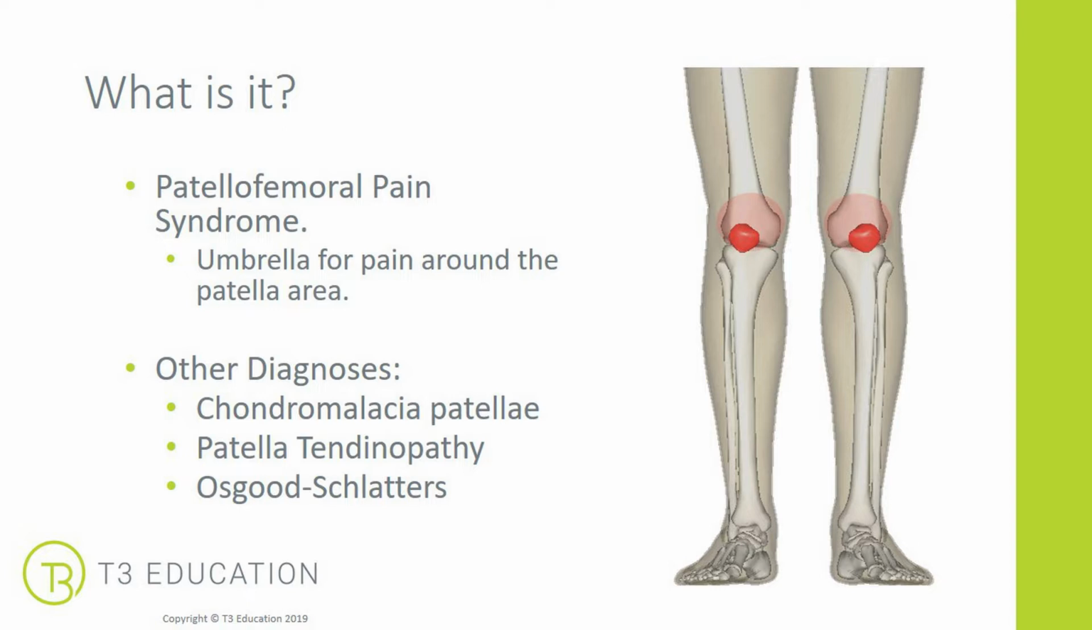And other diagnoses that you might find, or differential diagnoses, are conditions such as chondromalacia patella, which is a softening of the cartilage of the patella, patella tendinopathy, and also Osgood-Schlatter's, which we have discussed in another online learning. So for this online learning, we're going to be focusing on general pain around the area, which may be caused by a patella tendinopathy or other factors, which we'll discuss on the next slide.